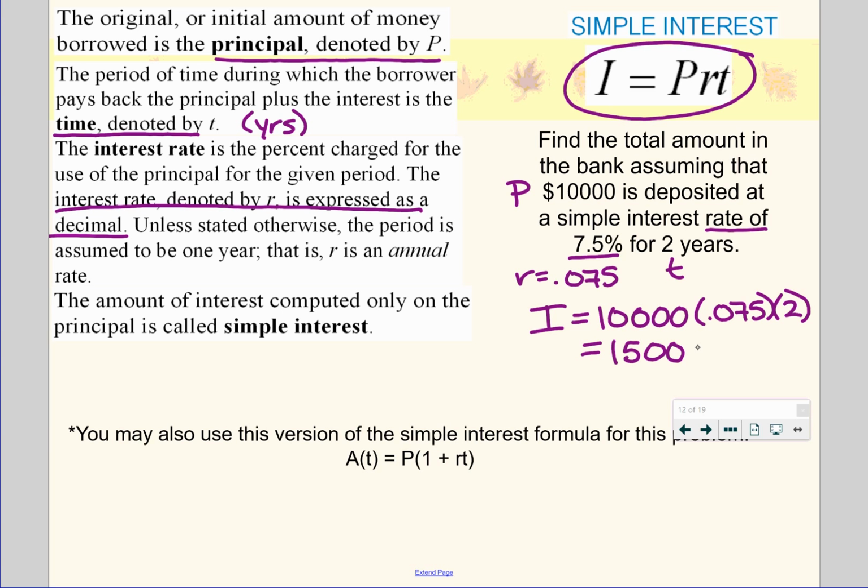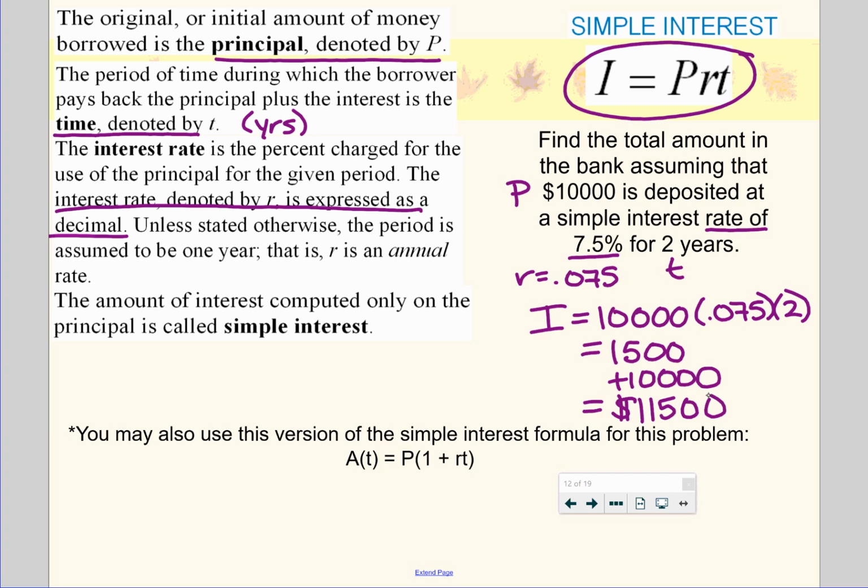Does that answer the question? What's the question asking for? Total amount in the bank. So $1,500 is the money we earned on our interest, but we also had that initial deposit of $10,000. So we're going to add on the $10,000. Our final answer is going to be $11,500. That's it. Any questions on simple interest?